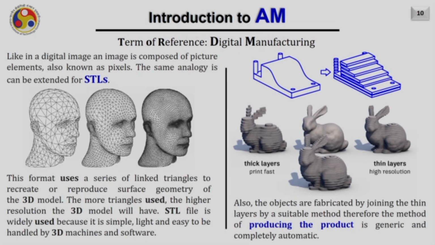Like in digital images, an image is composed of picture elements, known as pixels, the 2D elements, and the same analogy is extended for STL files. The STL file format uses a series of linked triangles to recreate surface geometry of a 3D model. The more triangles used, the higher resolution the 3D model will have, and if fewer triangles are used, it will have a coarse model. STL file is widely used because it is simple, light and easy to handle by 3D machines and software.